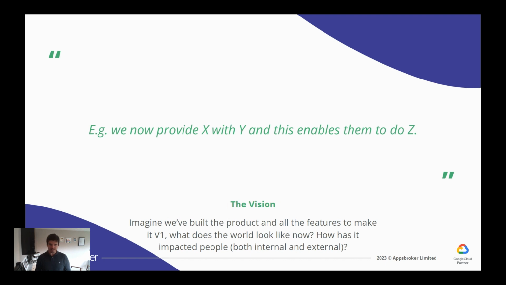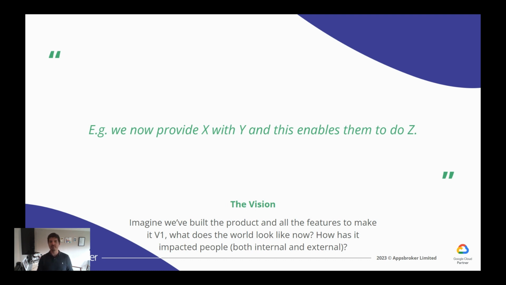From there, we go into the vision. We imagine we've waved a magic wand, we've gone months or years into the future, we've built this application. What does the world look like for those people now? The people we've solved the problem for. How are they interacting with us? How are they interacting with the application? What value are they getting? Really important, what value are they getting?